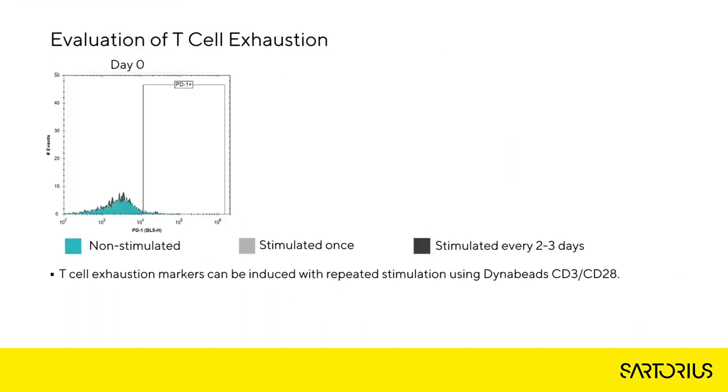To first evaluate T cell exhaustion, CD3 positive T cells were treated in one of three ways: non-stimulated, shown by the blue histogram peak; stimulated once with Dynabeads CD3/CD28, represented in light grey; or stimulated with Dynabeads repeatedly every 2 to 3 days for a period of 7 days, shown in dark grey.